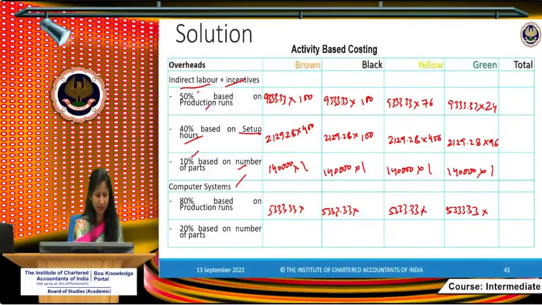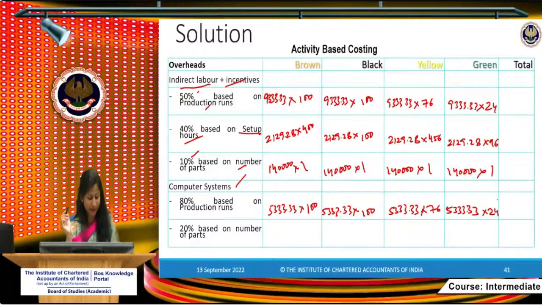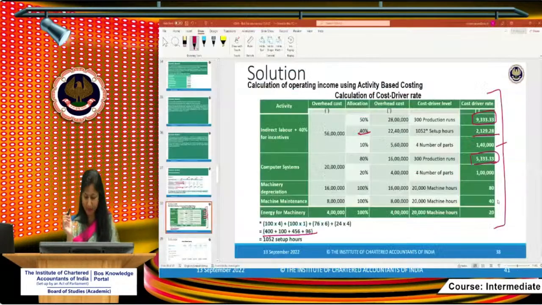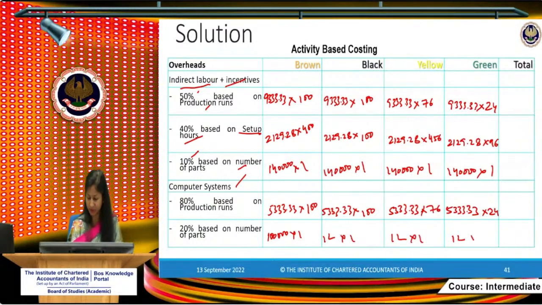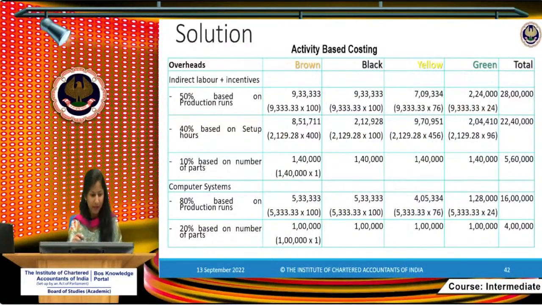What was the number of production runs? We have used it in the 50% based on production indirect labor. It was 100, 100, then 76, and then 24. Then 20%, which was based on the number of parts. What was the 20% rate? It was 1 lakh. So 1 lakh into 1, into 1, into 1, into 1. I think up to this all are clear. Yes, clear, most probably.